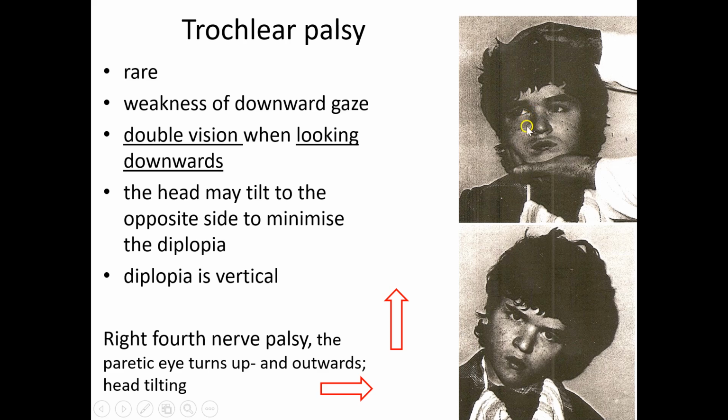To compensate for this defect, sometimes patients tilt their heads downwards on the opposite side. Here you can see, to see the images on the downside, the patient tilts the head downward on the opposite side. As you can see, the head may be tilted to the opposite side to minimize diplopia. Diplopia is vertical in case of trochlear nerve palsy, while diplopia is horizontal in case of sixth nerve palsy, like abducens nerve palsy.